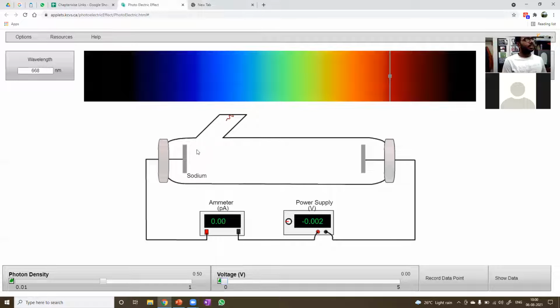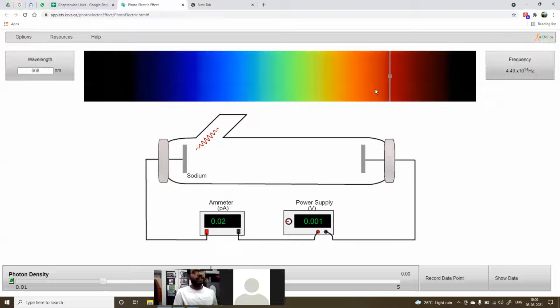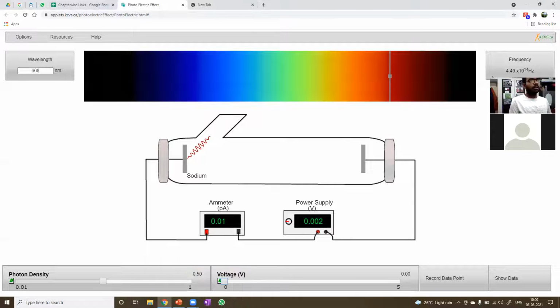Light is incident onto this plate, okay, and what is the light? What is the frequency of the light here? You can see, just a second. Yeah, frequency is how much? You can see on the top right corner of the screen, 4.49 times 10 to the power 14 hertz. That's the frequency of light, and the corresponding wavelength is 668 nanometers.